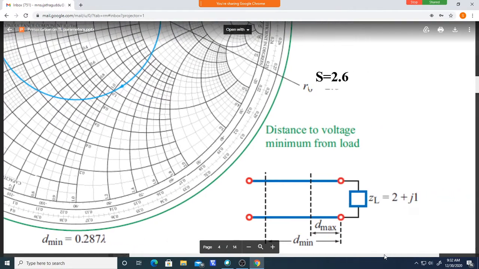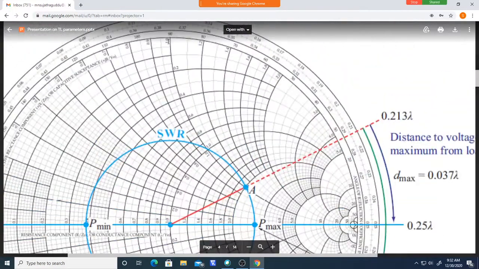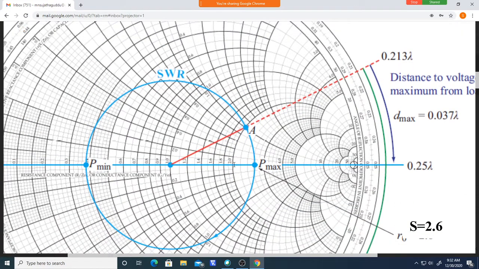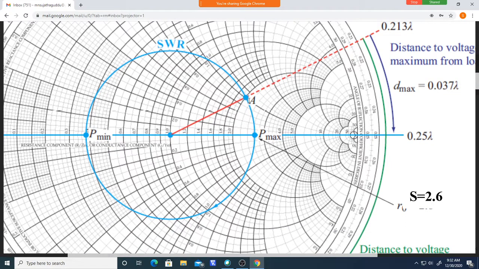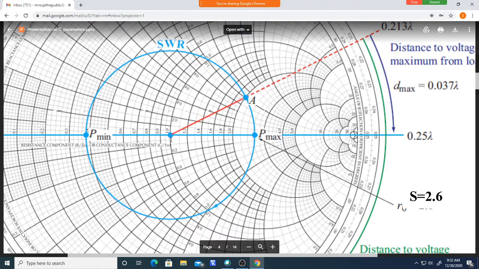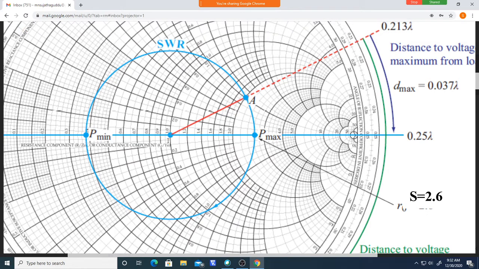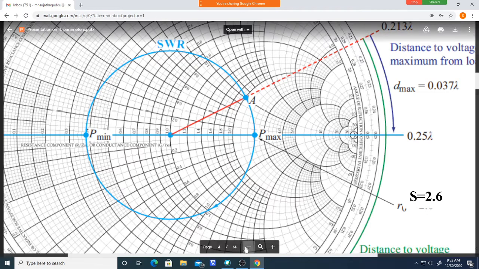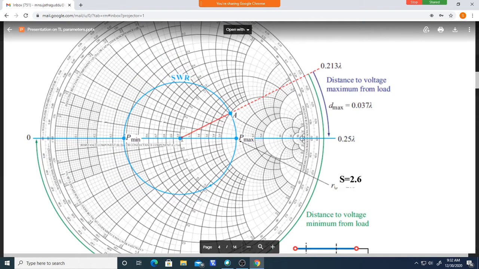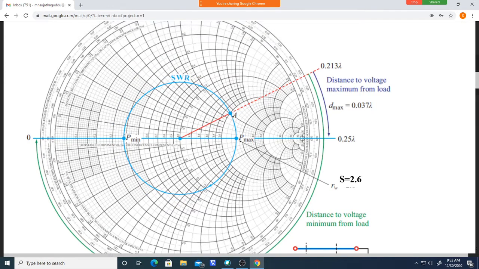The reactance is plus 1, so plus 1 means it is here. So the intersection of this and the R equal to 2 circle is here. So this is the load point. You should mark it like this over the Smith chart, the load point. Now, as you know, O, the center of the Smith chart, is O. Take OA as the radius and draw the circle.